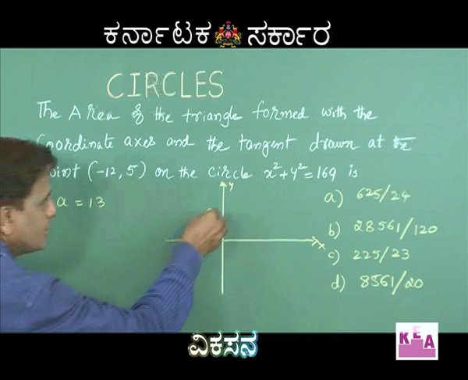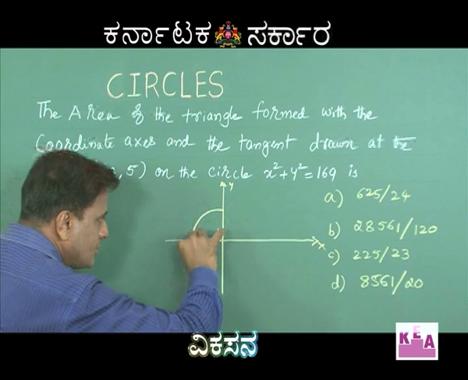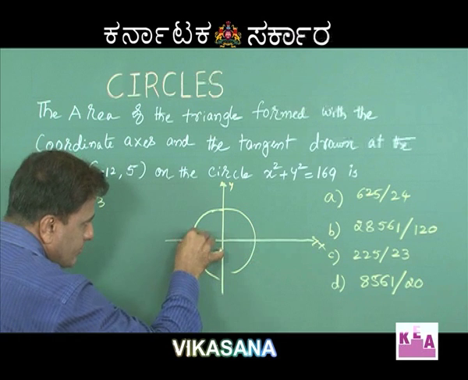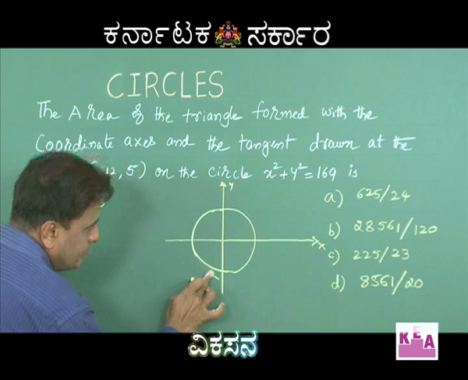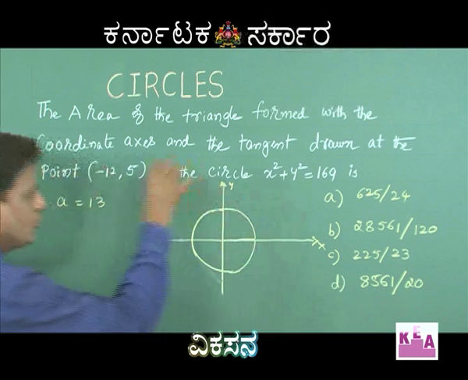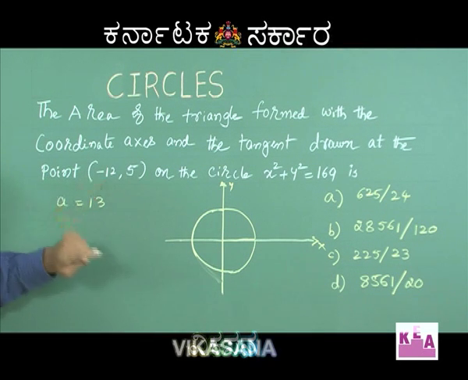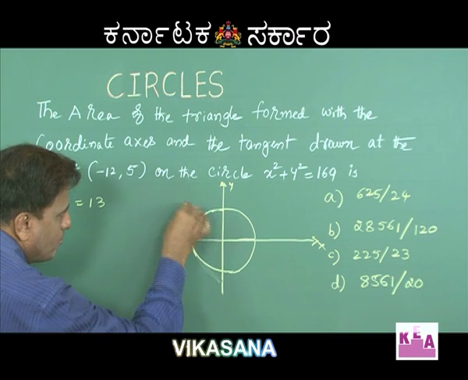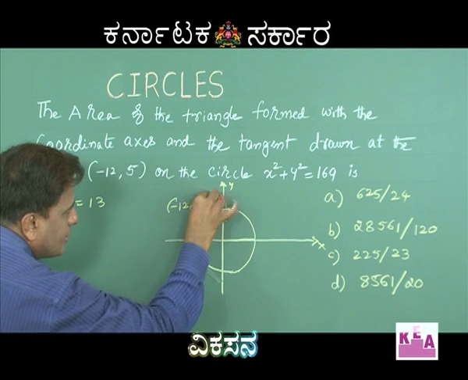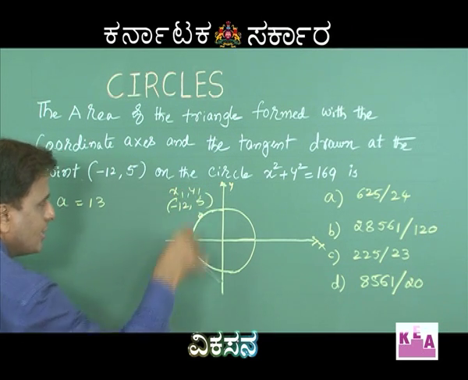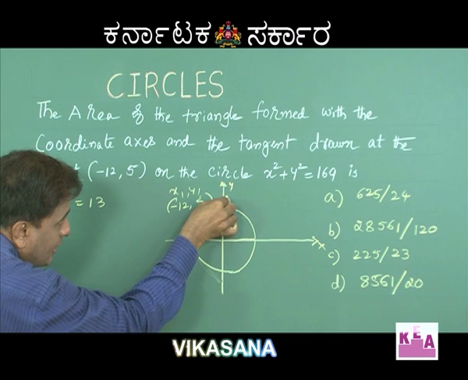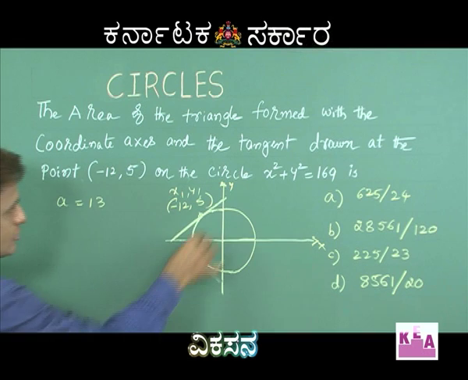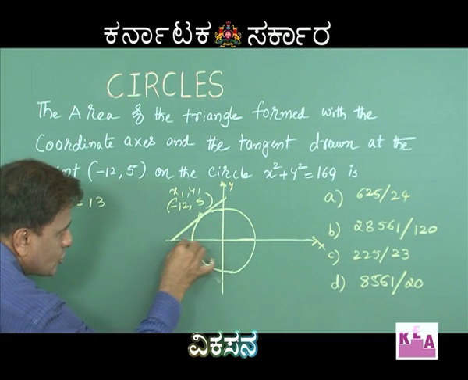If you draw a circle whose center is at origin and the radius is equal to 13, then observe this, the point on the circle, you can take anywhere, is minus 12 comma 5, take this point as x1 comma y1. At this point you draw the tangent to the circle which cuts both the x and y axis. So we have to find out the area of this triangle.